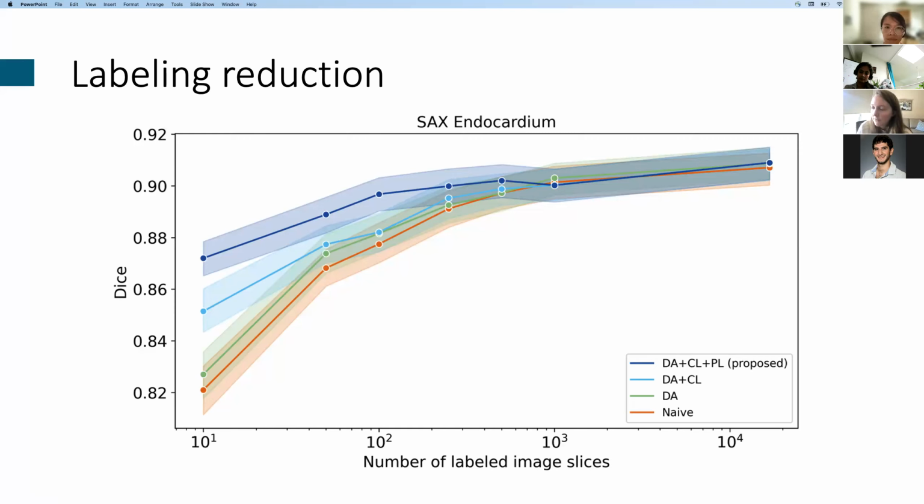In terms of contextualizing how many patients that number of image slices is, the task that I'm showing here is a 3D image task. So each image actually contains about 10 to 12 slices. So 100 labeled image slices is about 10 patients worth of labeling. So it's something you can do in, I don't know, an hour or so.